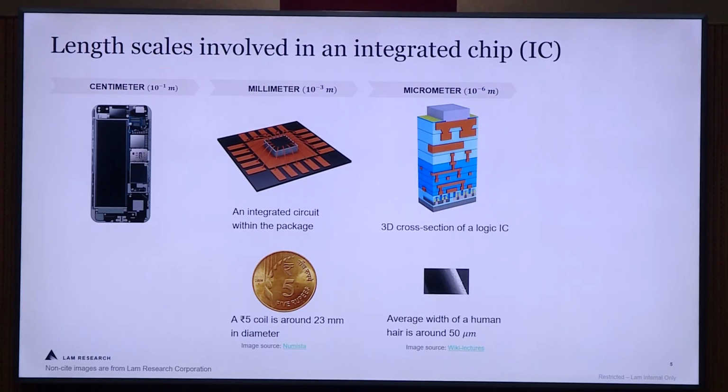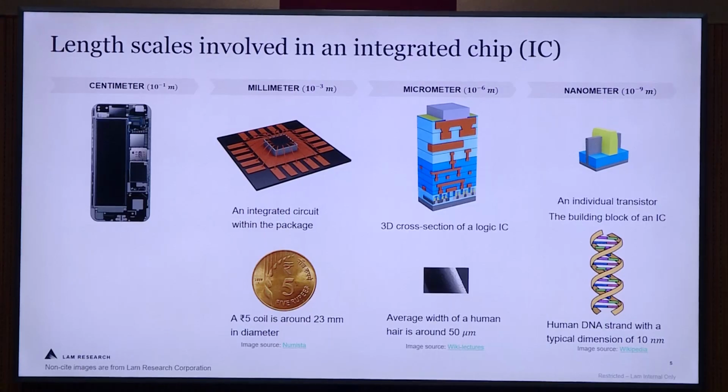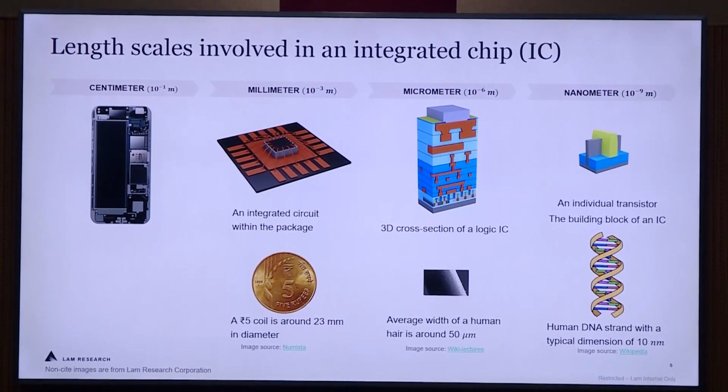The next step, if you go even deeper, is the micrometer scale, where it consists of the 3D structure of the logic unit. You can compare this with a human hair, which is about 5 micrometers in length scale. Then the next level is the 3 or 4 nanometer technology, which is the nanometer scale, and human DNA is about 10 nanometers.